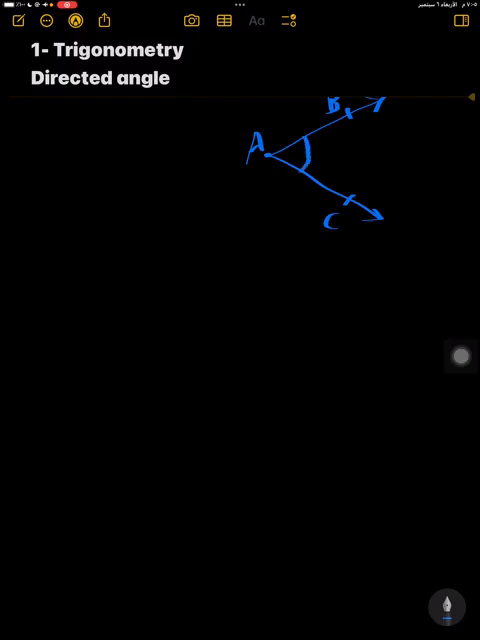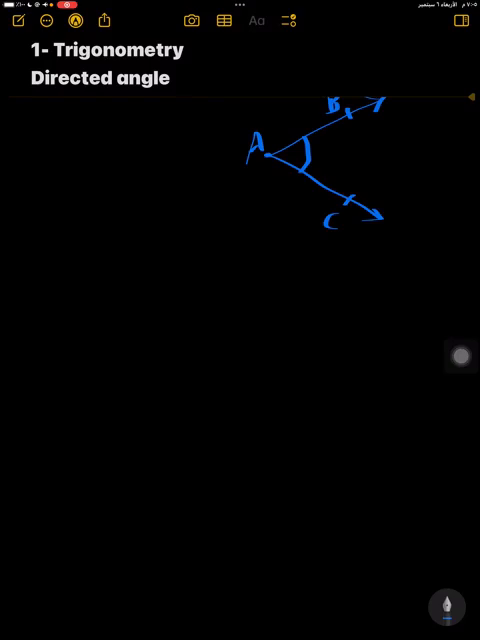This angle is called angle BAC, or we can name the angle by another three letters, but put the vertex in the middle. The vertex is A, put A in the middle. So we can read the angle as CAB or BAC. This is the meaning of angle.